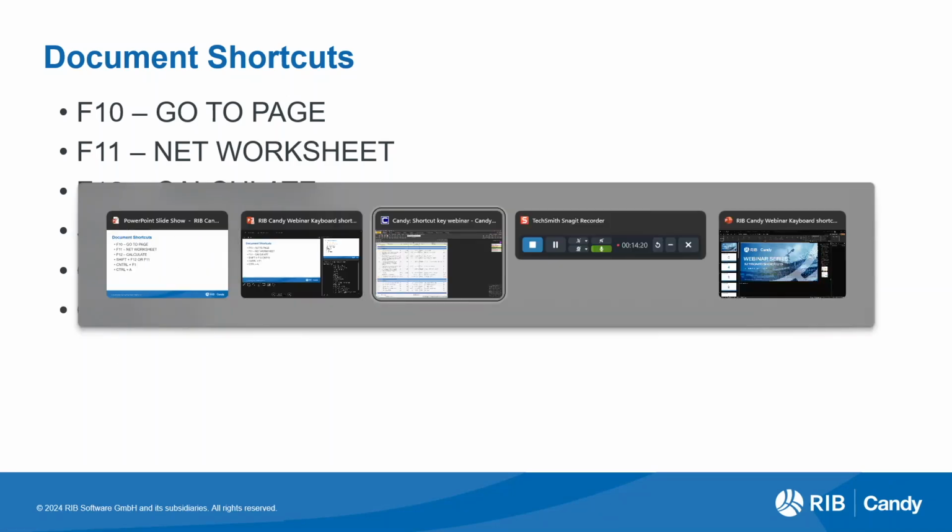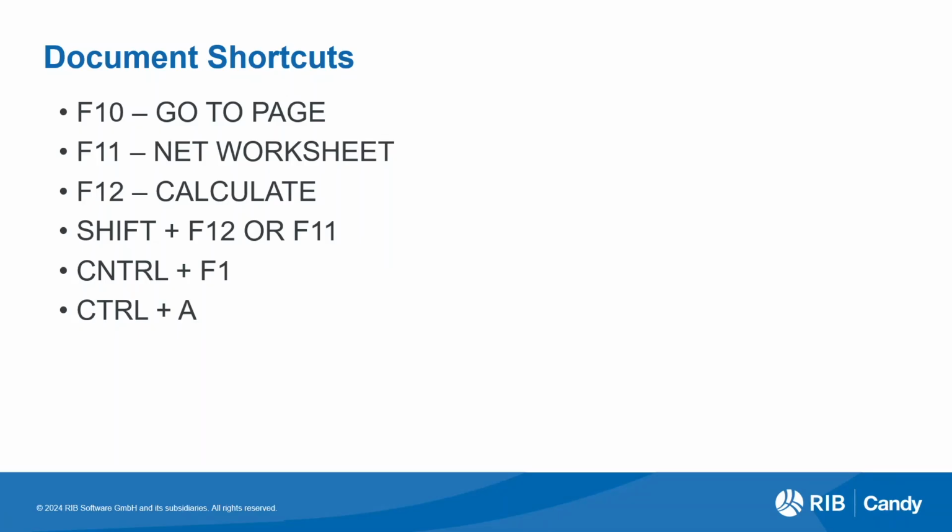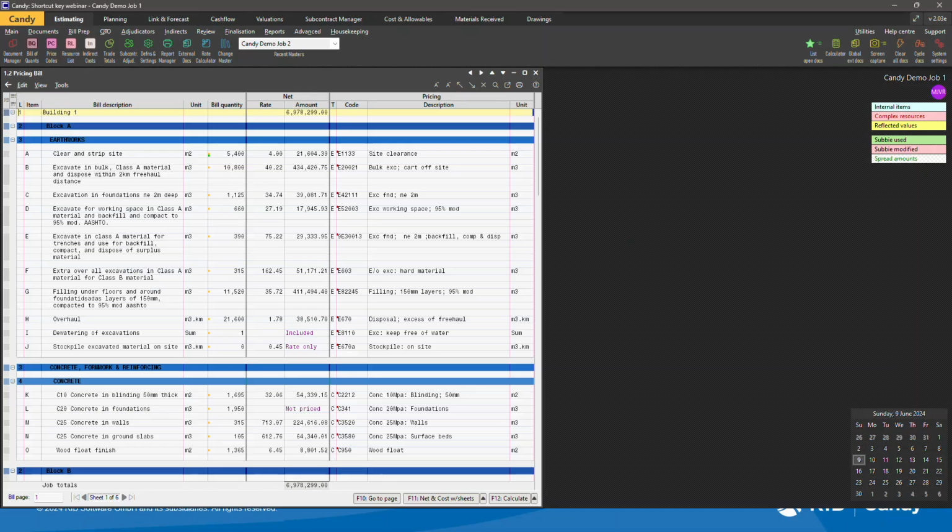Then we have Control A. That does exactly the same as any other application. It will select all. Control Insert. This is also quite nice. It works anywhere within Candy.